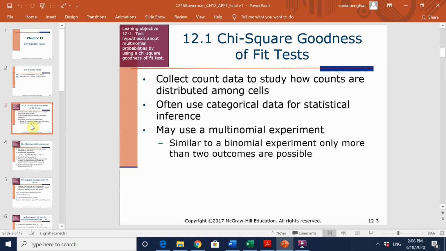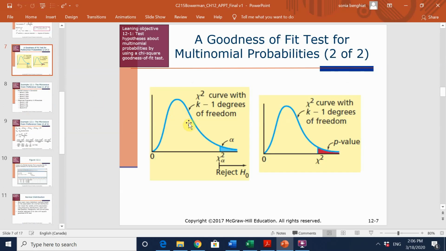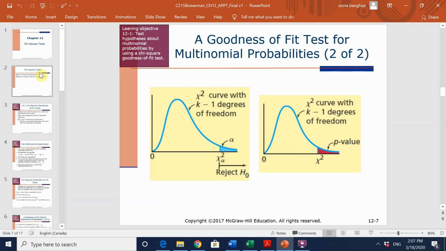In order to come up with a conclusion, we're going to be using the chi-square distribution. Now, I'll just show you quickly what it looks like. The chi-square distribution looks like this. It's in fact a right-skewed distribution. And the testing we'll be doing will always be one-tailed and on the right side. Okay, so that's how we'll be doing our testing.